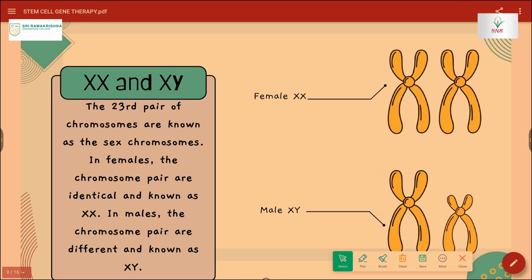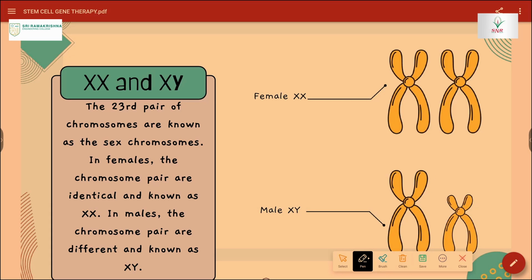Now, basically there are sex chromosomes, that is the 23rd pair of chromosomes, which is made up of XX or XY. XX determines the female and XY determines the male. Here we can see again the size of the chromosomes: for XX, both chromosomes are of the same size, but when you go for a male, the X is bigger and the Y is smaller.